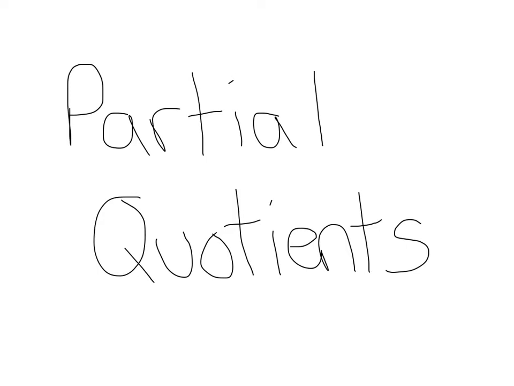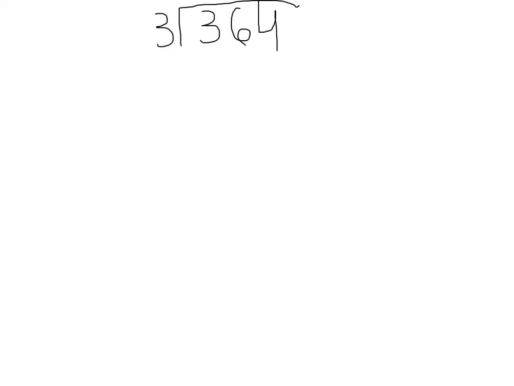So we are going to learn about partial quotients. Here's the first example for partial quotients division. We're going to divide 364 by 3. The thing that's different about partial quotients is that instead of writing our answer up on top of the problem like we would do in traditional division, we are going to write our answer along the side here. So we are going to think about numbers that go into 364 and are somewhat close to 364.